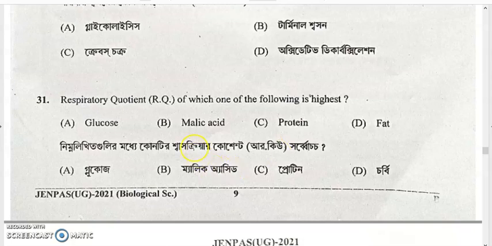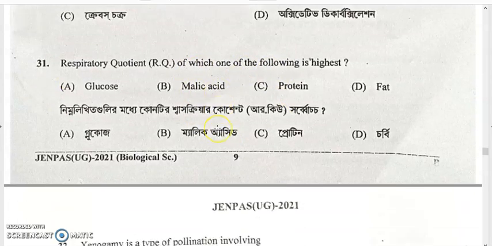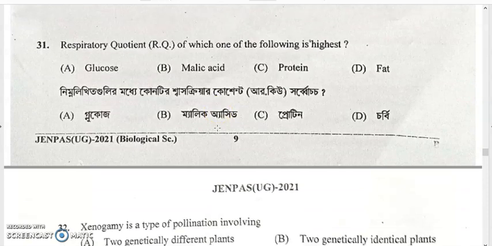31B, malic acid. Respiratory quotient or RQ of which of the following is highest in malic acid? In the case of malic acid, the respiratory quotient is highest, because we know that in organic acids the respiratory quotient is highest.